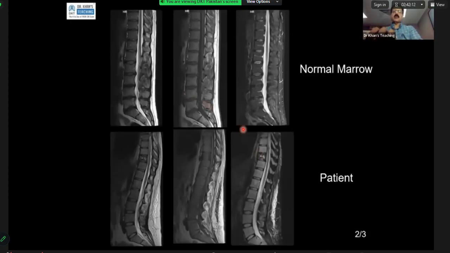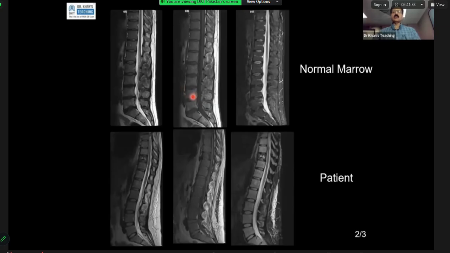So if you see here, this is a normal spine, just to make a comparison. This is a T1 weighted sequence, and this is a stir sequence. If you see the fatty marrow, it is bright, and look at the adjacent intervertebral disc. The key formula is that the normal intervertebral disc should be lower in signal, or should we say that the vertebra should be higher in signal as compared to the intervertebral disc. This is the key formula to remember.